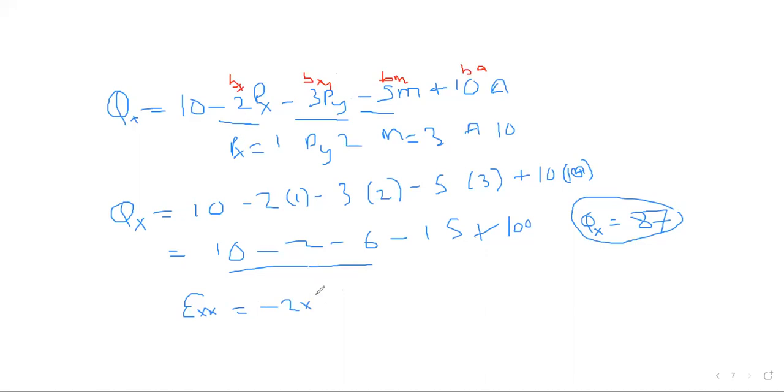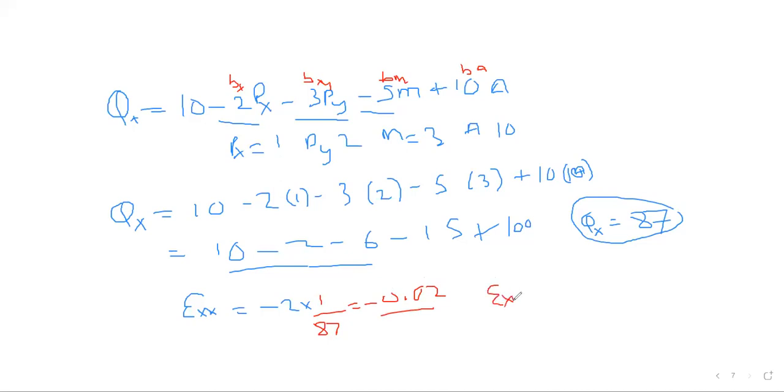So -2 times the price of good X, which is 1, over 87. The answer we're going to get is -0 point something. So this is obviously negative 0.02. So this is inelastic.